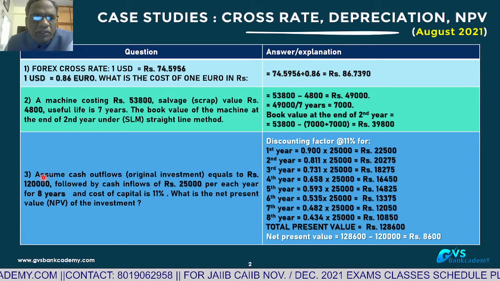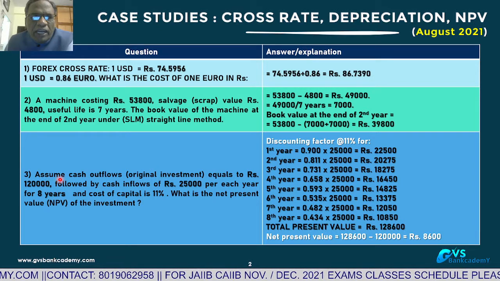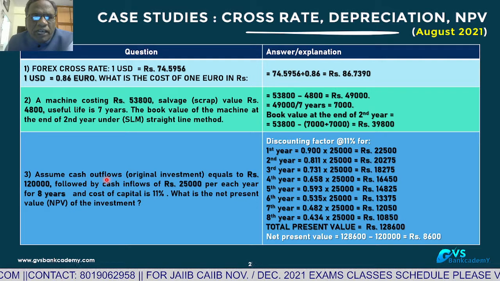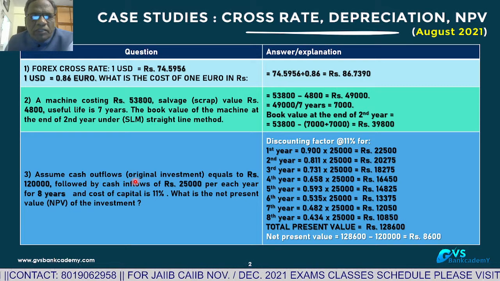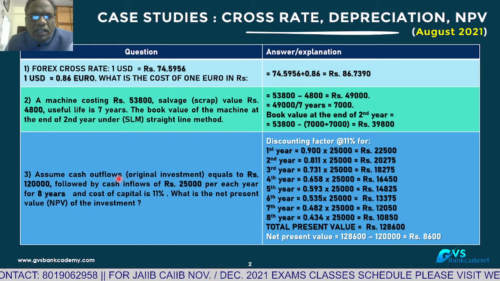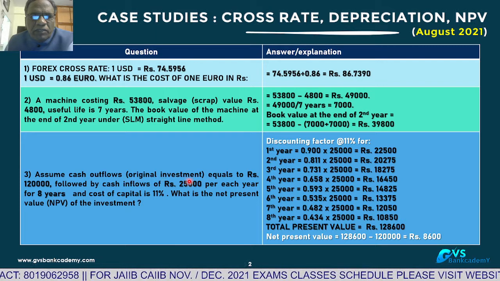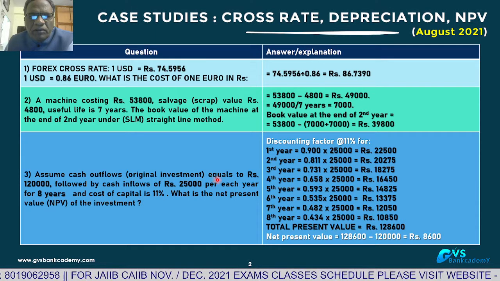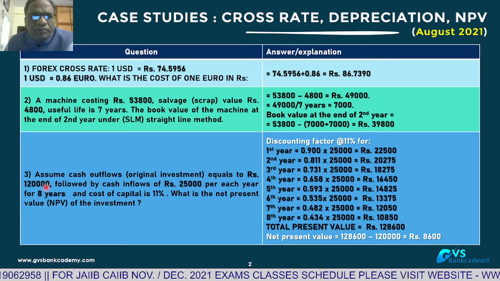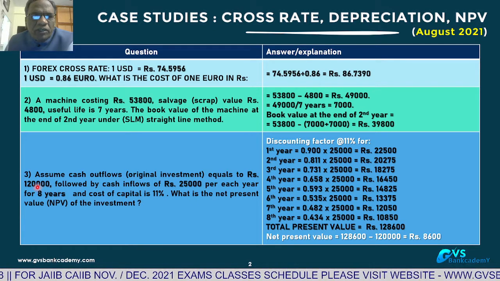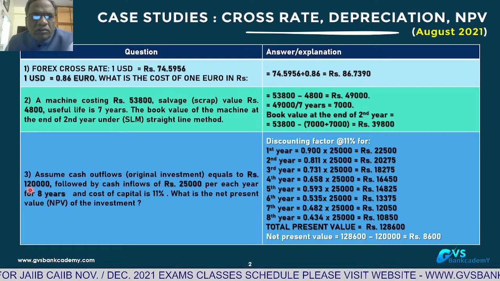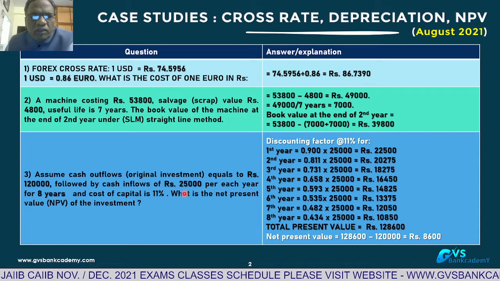Now the third question. Assume cash outflows mean the original investment in the project. The original investment is 1,20,000, which we are initially investing in the project, followed by cash flows of 25,000 for each year.